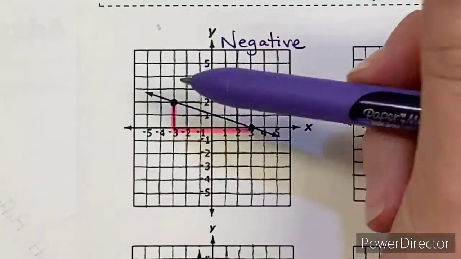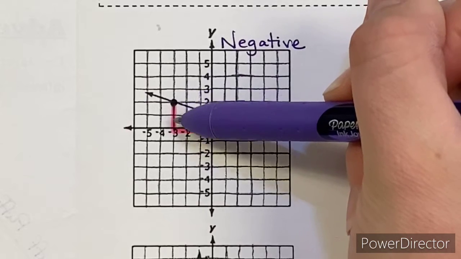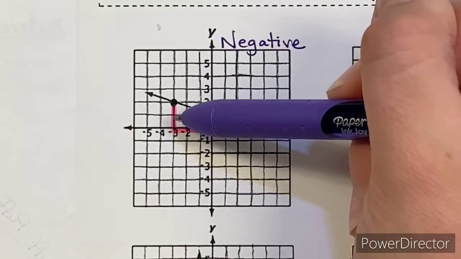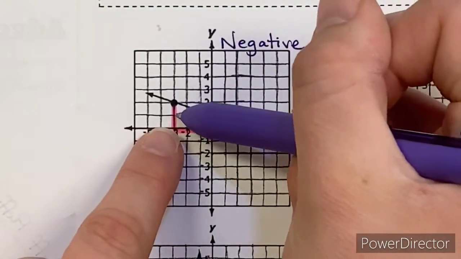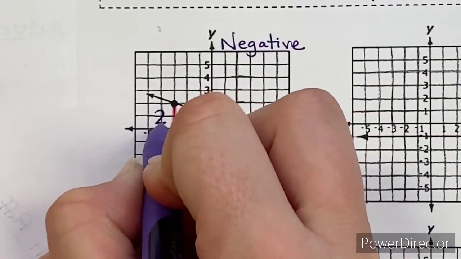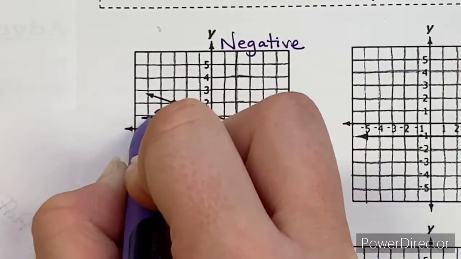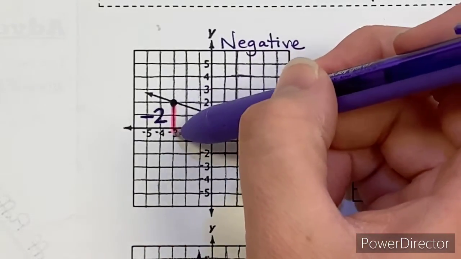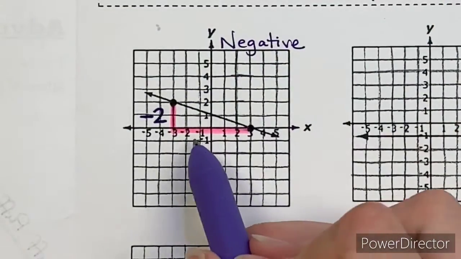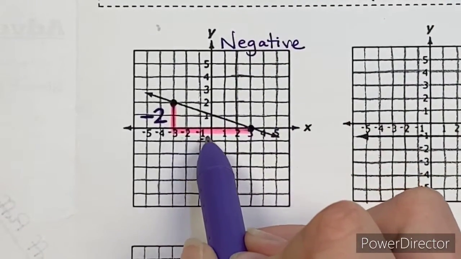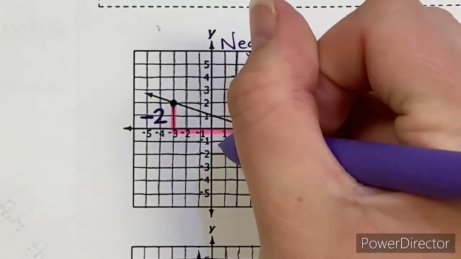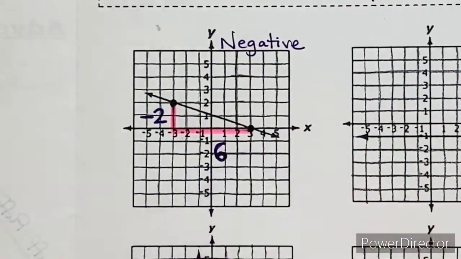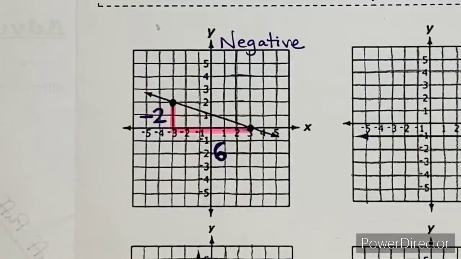So the first one that we have to do is the rise. So take a look at this little spot right here. We need to count spaces and not lines. So when we do this, there's 1, 2. So this one is 2, but it's going to be negative 2 because we went down 2 spaces. So remember, when you go down, it's got to be negative. Then we just need to count these over here. So this is 1, 2, 3, 4, 5, 6. So this one is 6 spaces, and this is going to be a positive 6 because we moved over to the right.